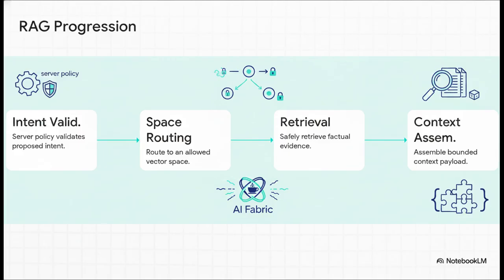Let's map out this progression. First, the AI model merely proposes an intent based on what the user asked. But then, and this is key, your server policy actually validates it. The server then routes it to an allowed vector space, safely retrieves the factual evidence, and finally assembles the context. The LLM doesn't dictate what spaces are allowed to be searched. Your Spring Boot application's policy makes that call.